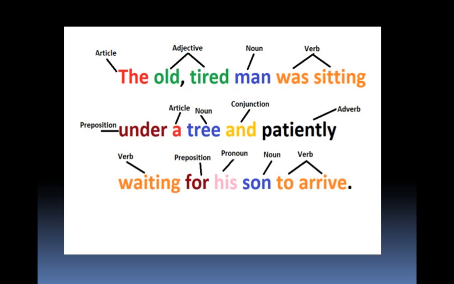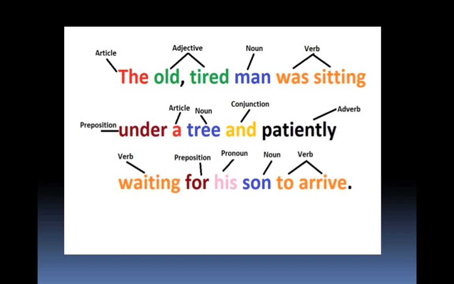Now the next word, patiently, is telling how the old and tired man was sitting. How was the manner? He was waiting patiently, right? It means he was sitting there with such patience. There is a quick way to identify an adverb. In most cases we add ly at the end of the word, so that is the quickest way to identify an adverb, but it may not happen every time.